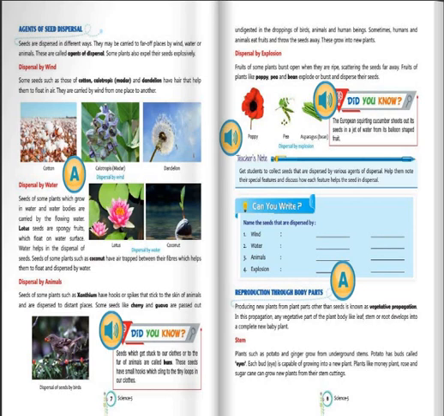Now next is dispersal by animals. Some seeds of plants such as xanthium have hooks or spikes that stick to the skins of animals, and with these animals they go from one place to another. Seeds of some plants like guava and cherry are passed out undigested in the droppings of birds, animals, and human beings.